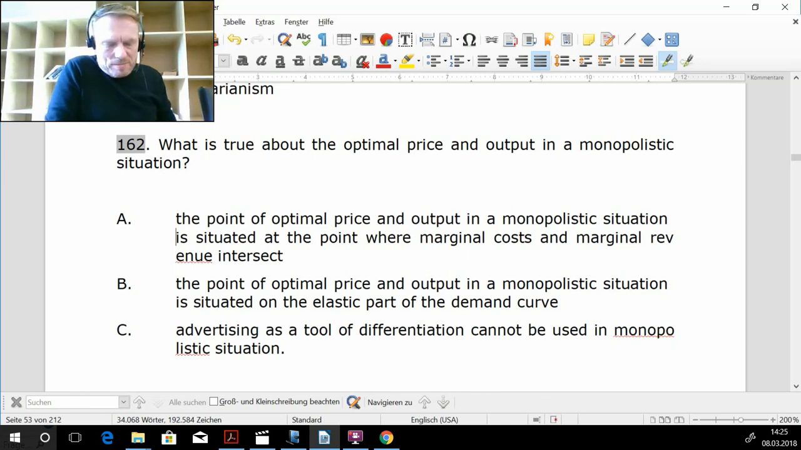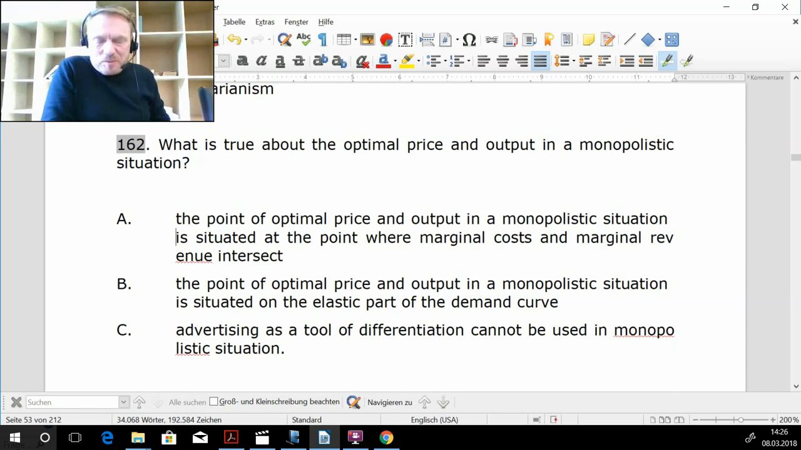Question C. Advertising as a tool of differentiation cannot be used in monopolistic situation. This is not true at all, because it can be used. The monopolist can, of course, use advertising as a tool of differentiation. It would be true for perfect competition, but not for a monopolistic situation. So C is wrong too. So now it should be B, of course.